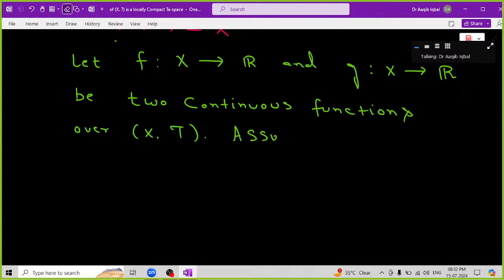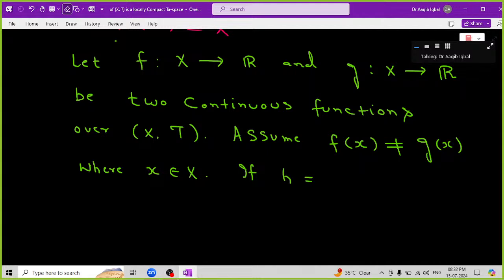We further assume these two functions f and g disagree at a point. कोई point है in X where the functions are disagreeing. That means f(x) is not equal to g(x), where this x is some point in capital X. कोई point है capital X में जहाँ ये f और g agree नहीं करते. Full stop. Now if we consider this function h, define it as f minus g. First we can speak about the difference, because f and g are real valued functions.